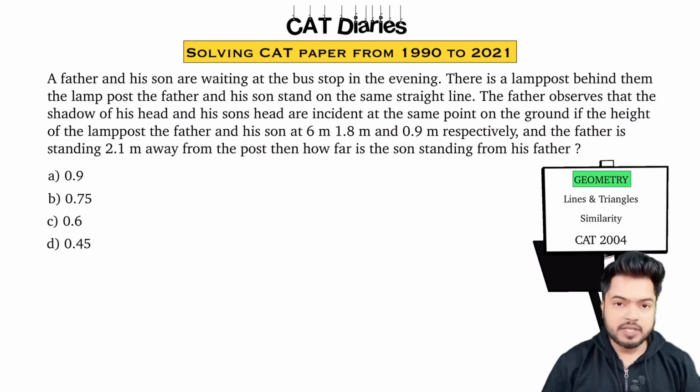So now we see the next problem on similarity. This problem came in the year 2004. So let's understand how we apply the concept we have just learned with respect to similarity of triangles.